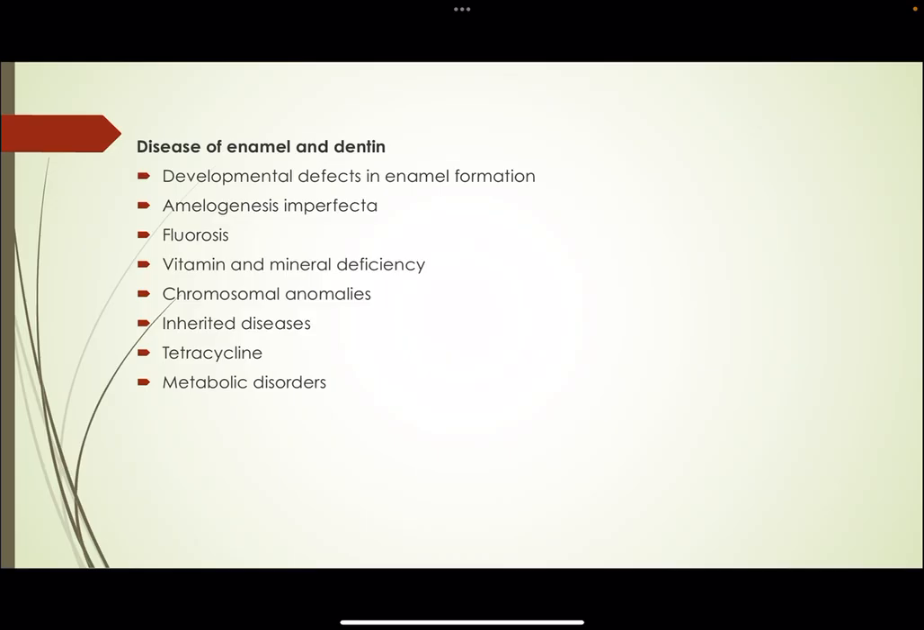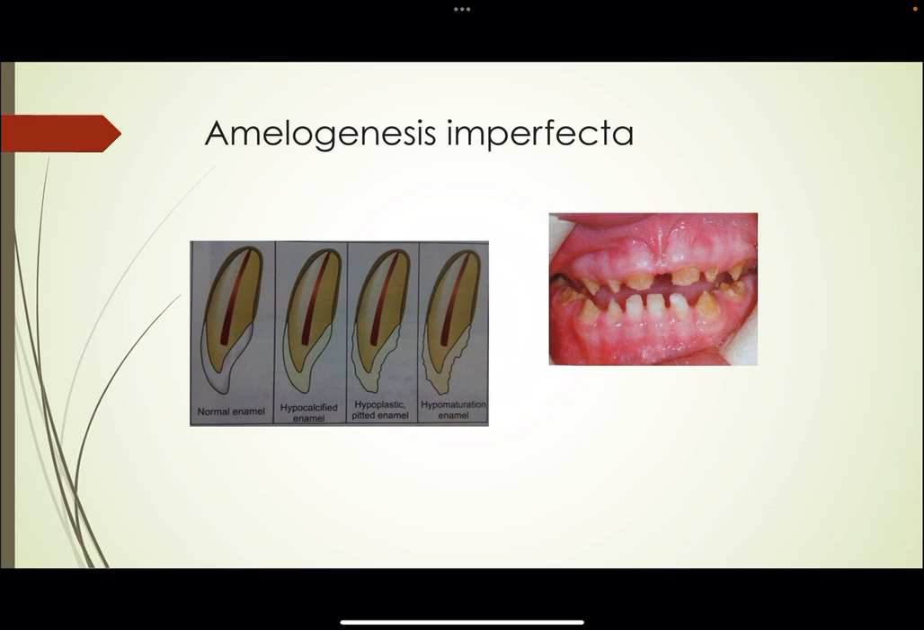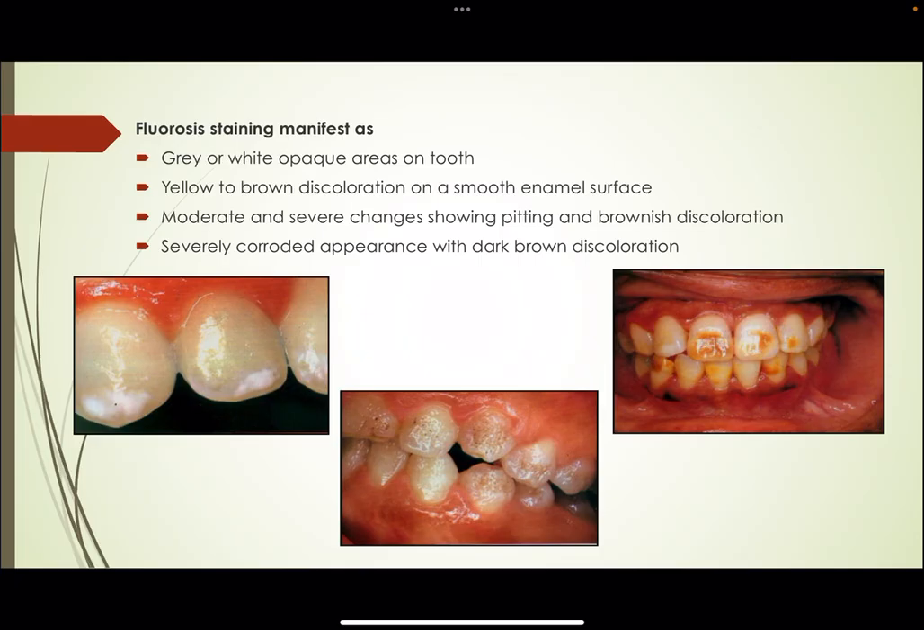Now, what are the diseases of enamel and dentin? Developmental defects in enamel formation include amelogenesis imperfecta, fluorosis, vitamin and mineral deficiency, chromosomal anomalies, inherited diseases, tetracycline, and metabolic disorders. Now, amelogenesis imperfecta can be due to hypocalcified enamel, hypoplastic pitted enamel, and hypomaturation of enamel.